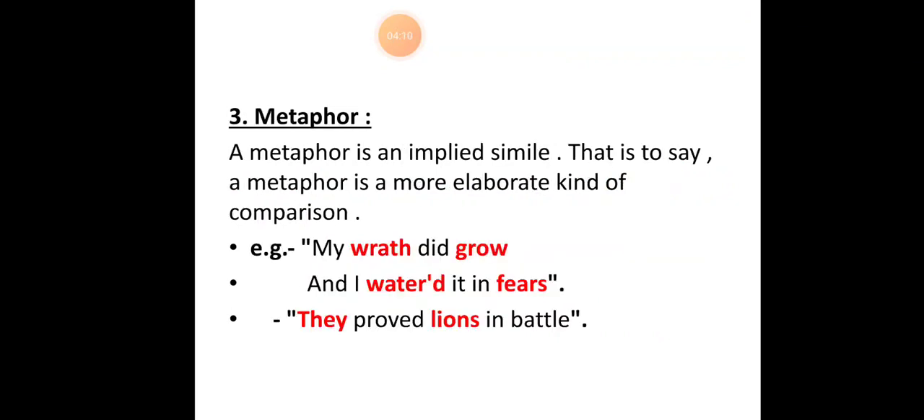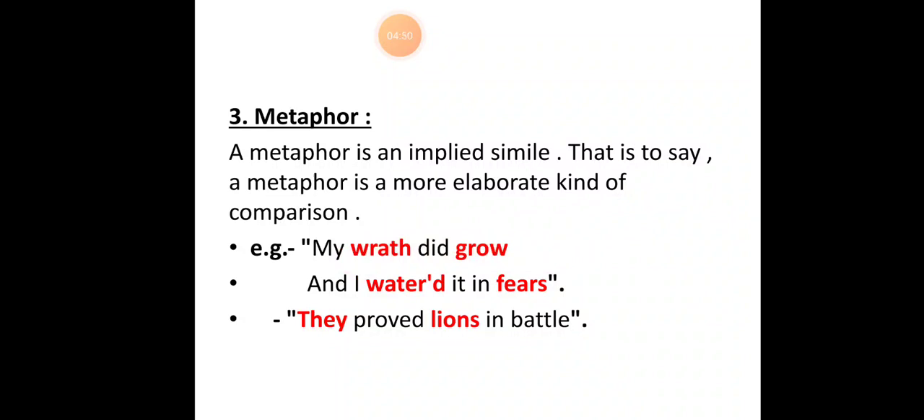Now we have another type similar to the simile, but it is a kind of implied simile. It's not explicit but implicit, يعني متضمن, which is the metaphor. The metaphor is a more elaborate kind of comparison. In the metaphor, you compare between two things without using explicit words. For example, my wrath did grow, and I watered it in fears. So here there is a metaphor. What is the metaphor? My wrath did grow.